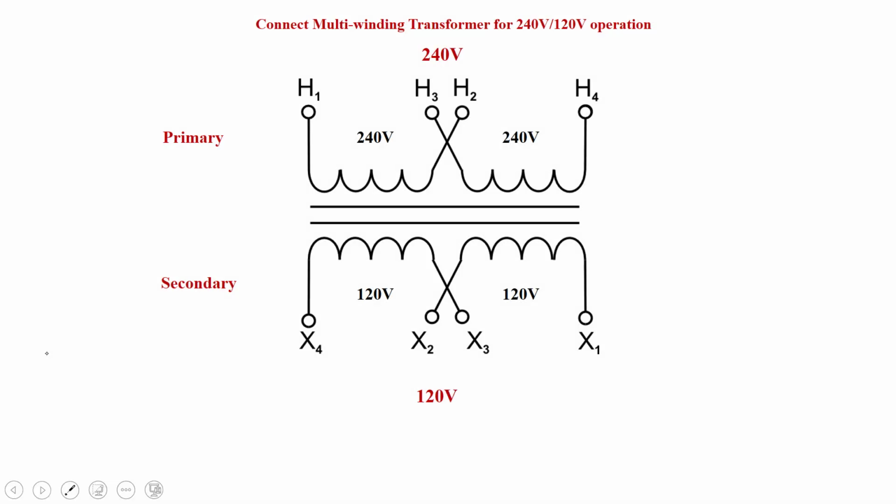All right, so an example here. If you like, you can pause this video. I want you guys to guess the connection. On the primary side is the H windings. We have 240 volts coming in. That's our supply voltage. And we want to produce 120 on the secondary. So we have a 2-to-1 transformer. How do you connect this?